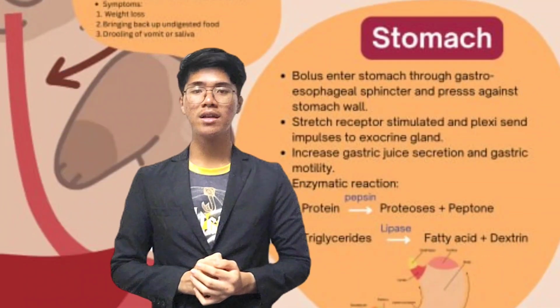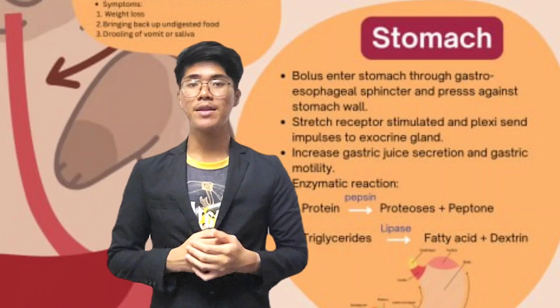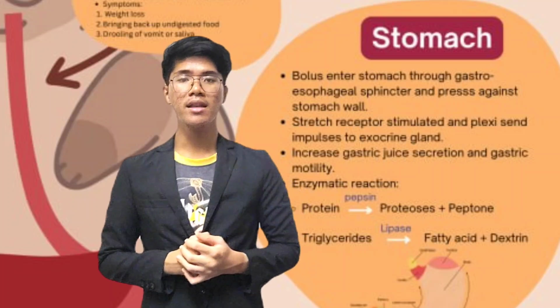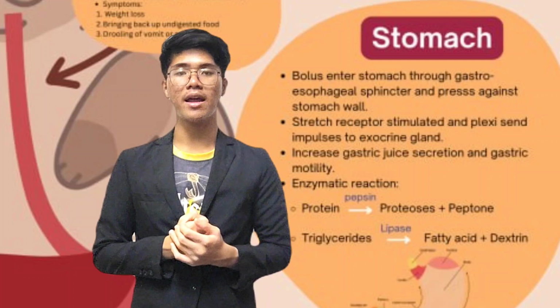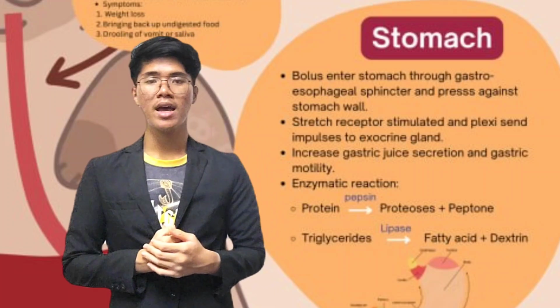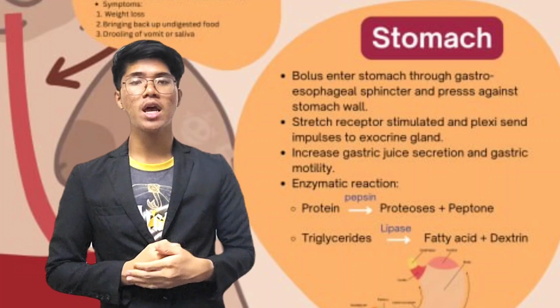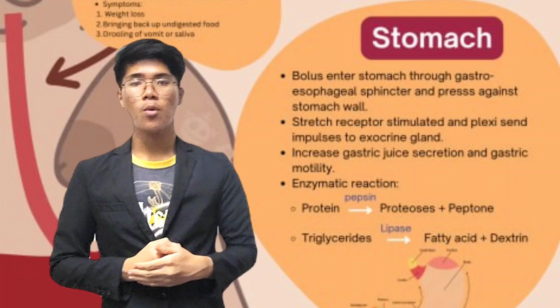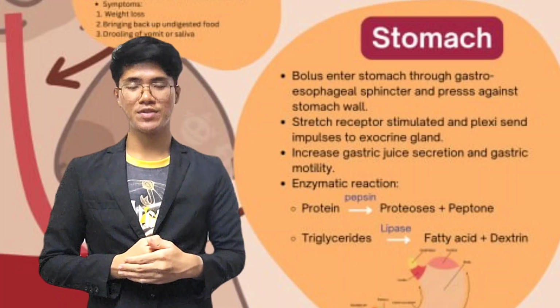Next, we will move on to the stomach. The bolus will enter the stomach through the gastroesophageal sphincter and press against the stomach wall. Then the stretch receptors are stimulated and send exciting impulses to the exocrine glands. It will increase gastric juice secretion and also gastric motility. The enzymatic reaction will be the protein reacting with pepsin to produce proteases and also peptone, while triglycerides will react with lipase to produce fatty acid and also dextrin.